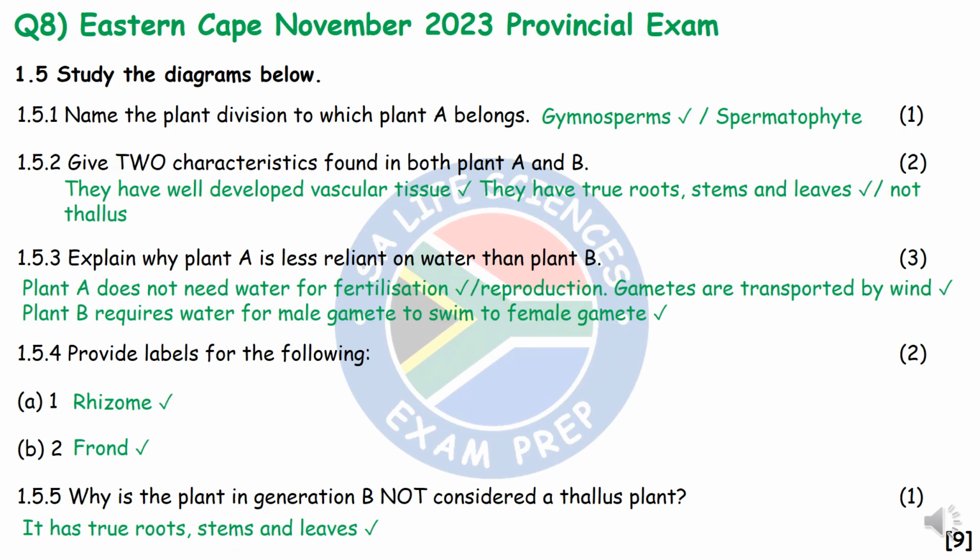Question 1.5.1 asks you to name the plant division to which A belongs. A belongs to the gymnosperm division, or spermatophyte, but gymnosperm is more specific.